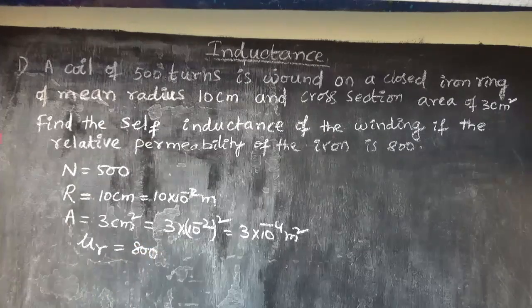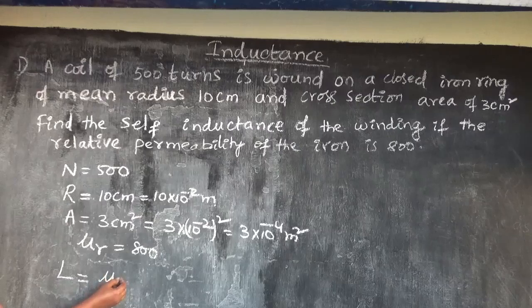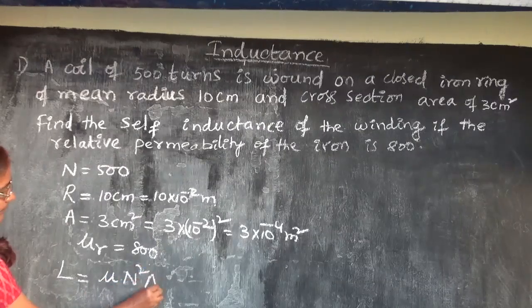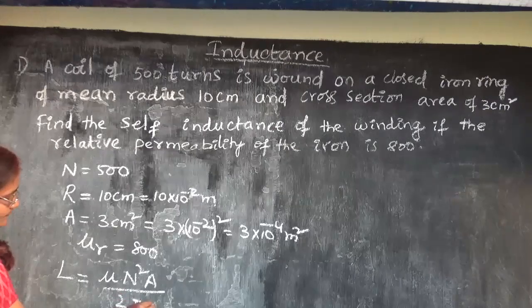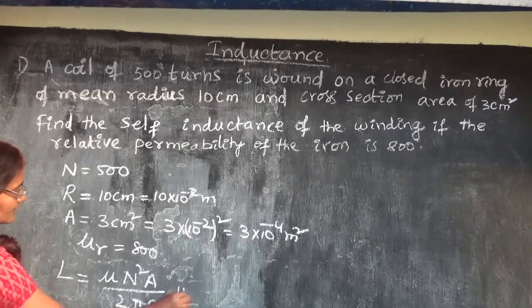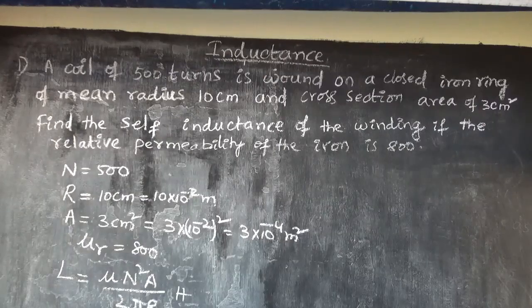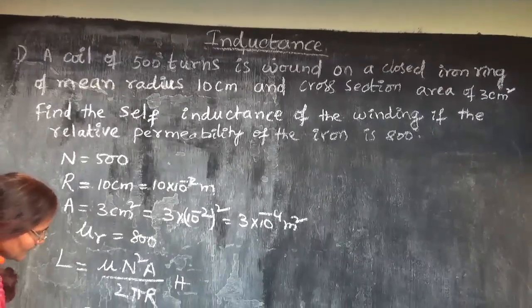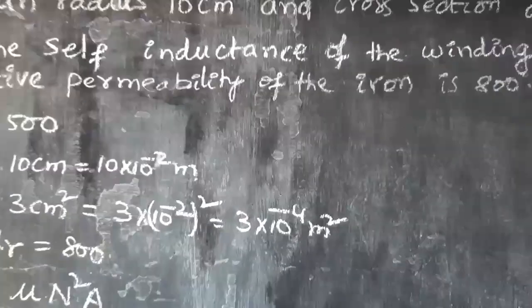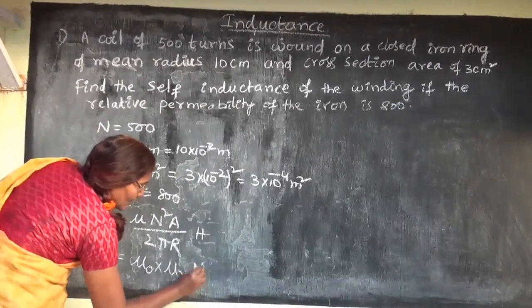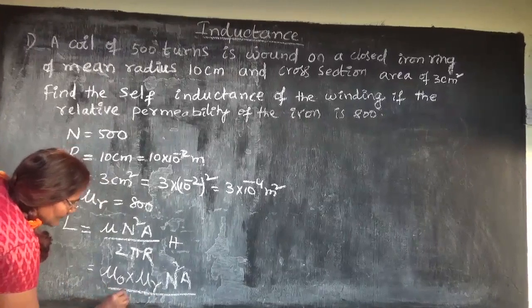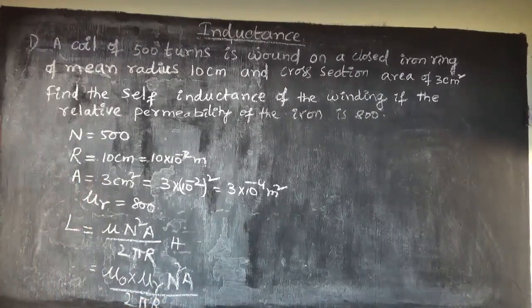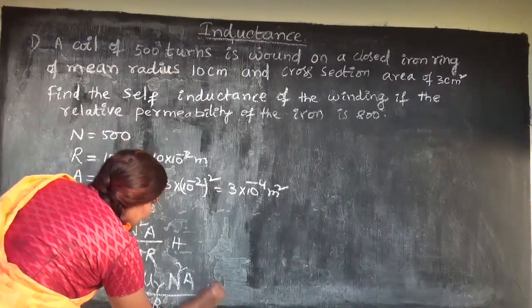So my formula will be: inductance of a toroid is equal to mu n square A by 2 pi r. This is my formula. This is in Henrys. So what is mu? Mu is going to be mu naught into mu r. Mu naught mu r n square A by 2 pi r. I hope you understood till this point.